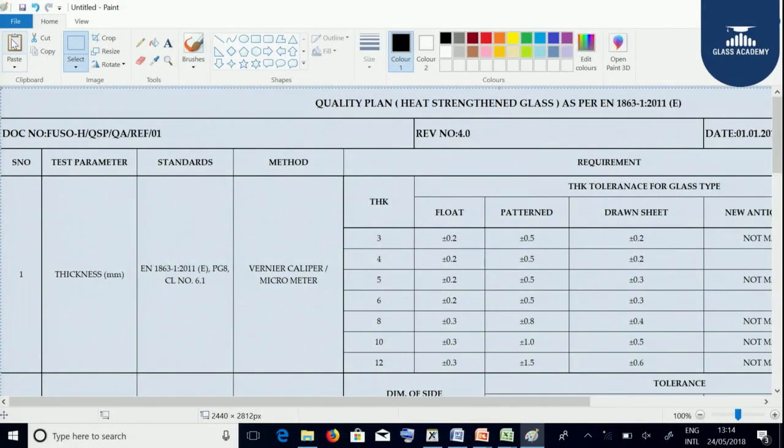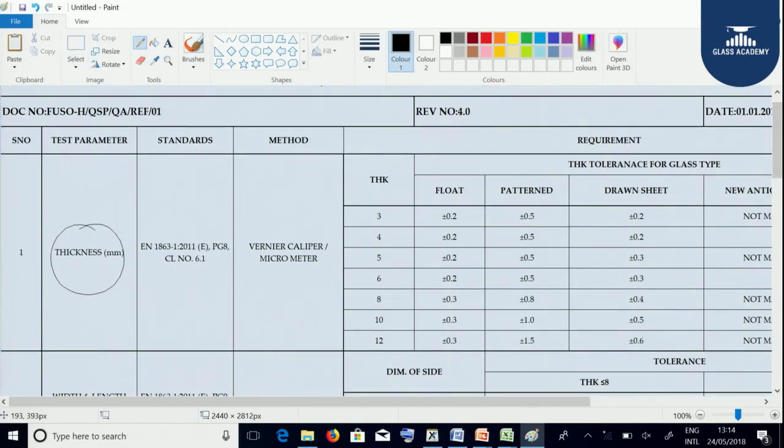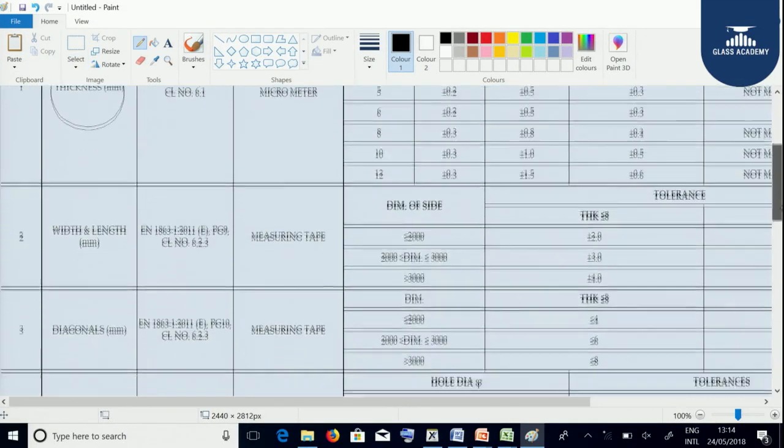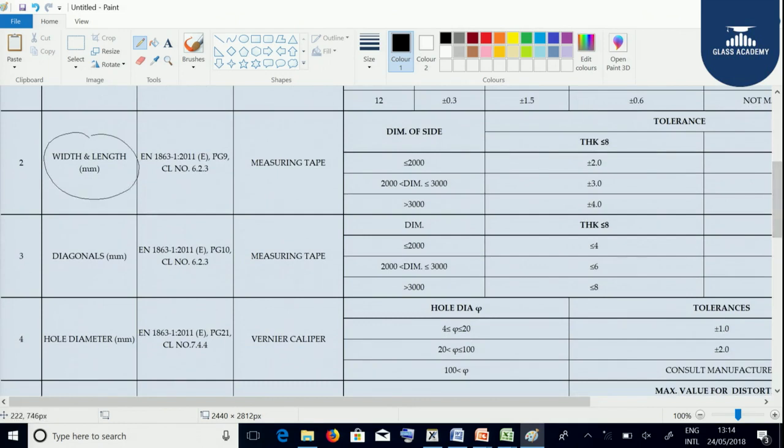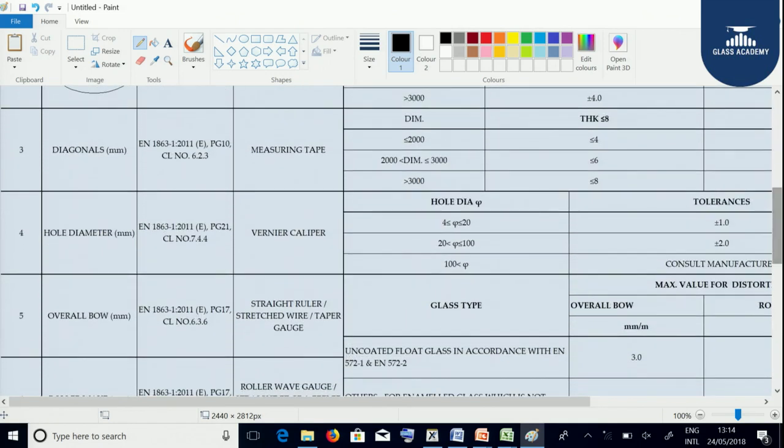Now we are going to see the quality plan for heat strengthened glass, and the standard that is applicable is EN 1863. The parameters we need to check in the heat strengthening process are the thickness of the glass, which we have already done in cutting and grinding, the width and the length of the glass, also done in cutting and grinding, and the diagonal measurement and hole diameter if at all the glass is fabricated.